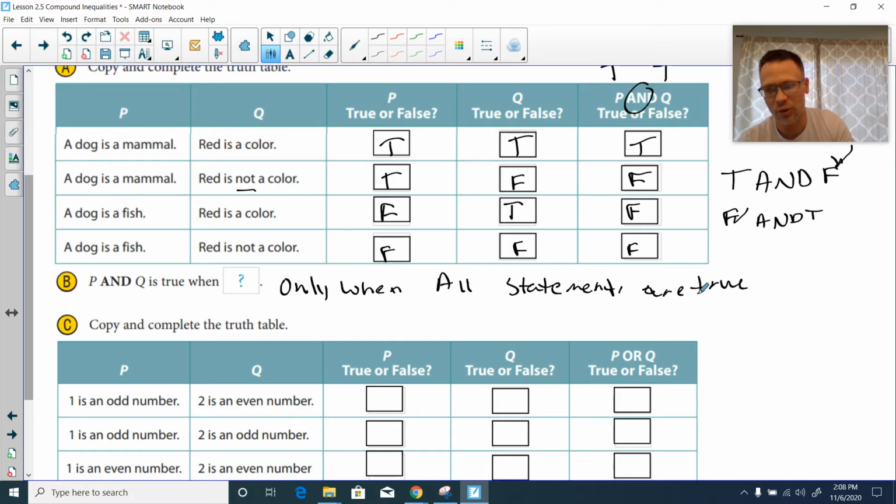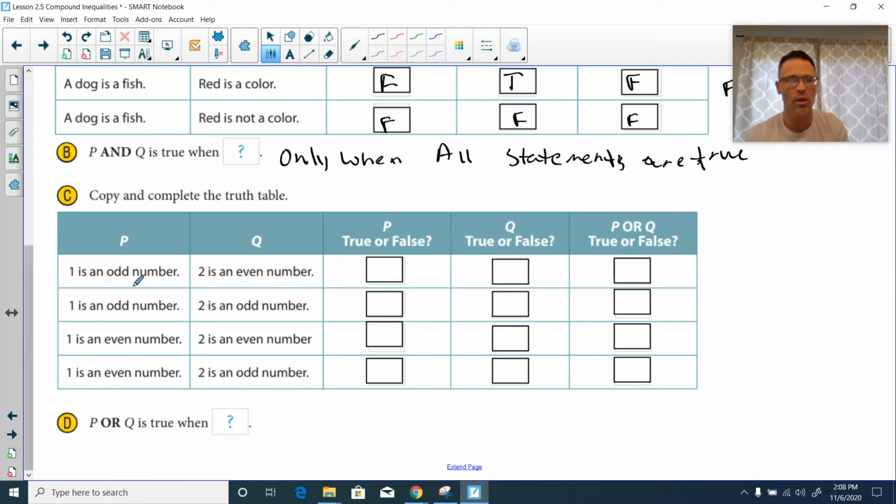That says are true, okay? Only when all statements are true, okay? So if I'm using and, and I have two statements, both have to be true in order for the whole thing to be true. All right, next one.